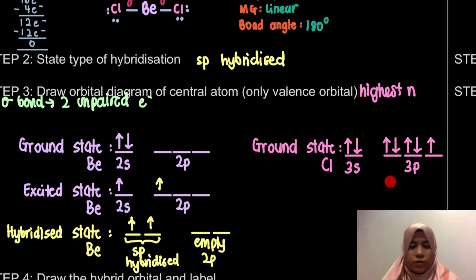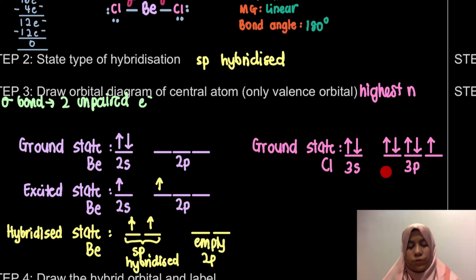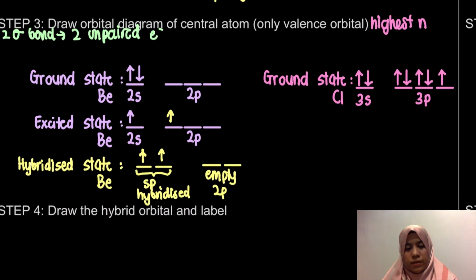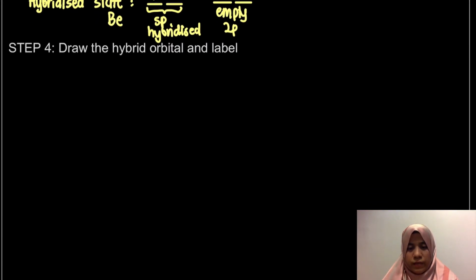Okay, make sure it's not only about the central atom. The central atom is what we hybridize; for the terminal atoms there's no need. Okay, the last step is actually to draw the hybrid orbital and label. Okay. So, this one, how do we do it?